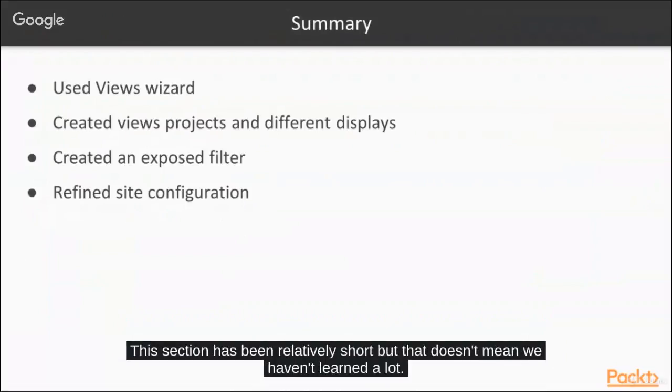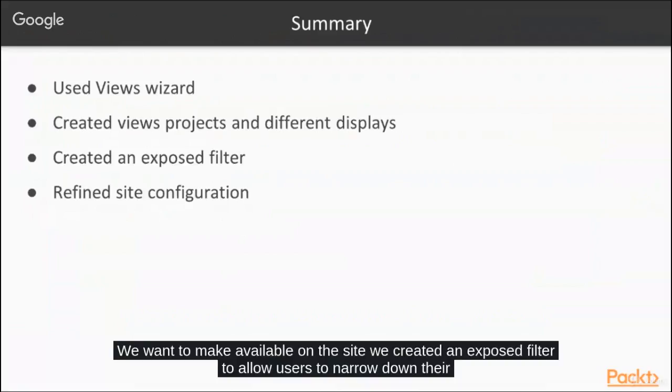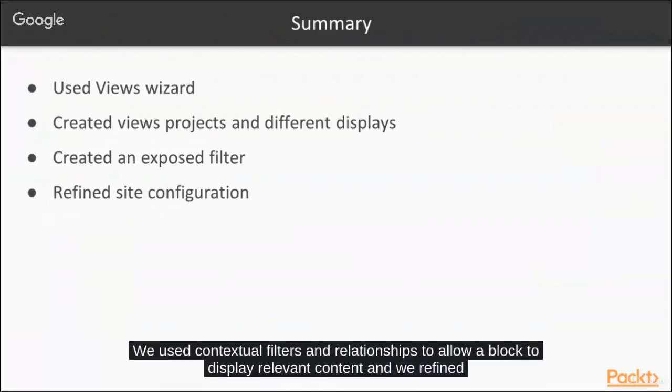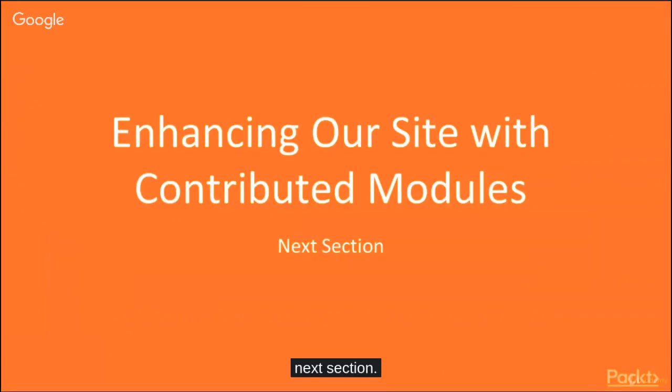This section has been relatively short, but that doesn't mean we haven't learned a lot. We got our first introduction to the Views wizard. We used Views projects to define different types of displays we want to make available on the site. We created an exposed filter to allow users to narrow down their search results. We used contextual filters and relationships to allow a block to display relevant content. And we refined our site configuration to better reflect what we want displayed and how we want it displayed. In the next section, we will begin to use some contributed modules.